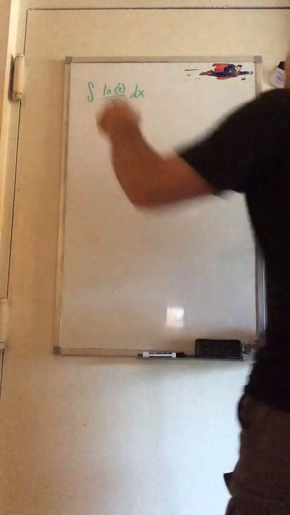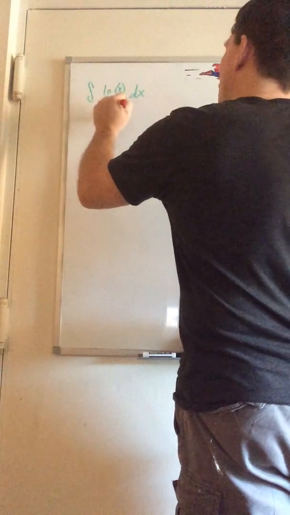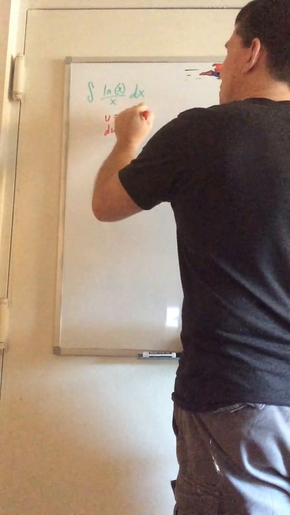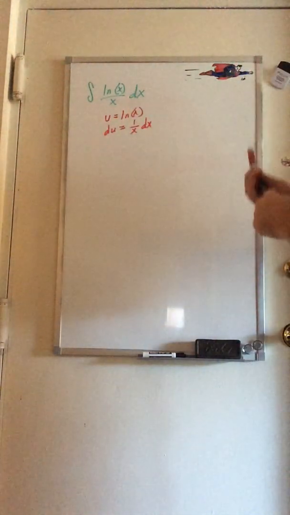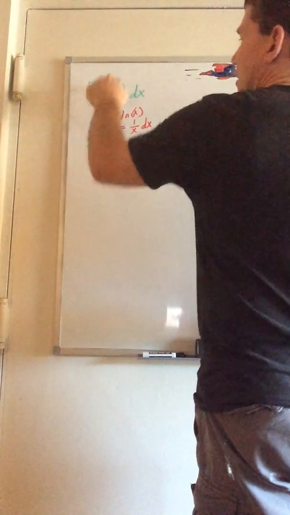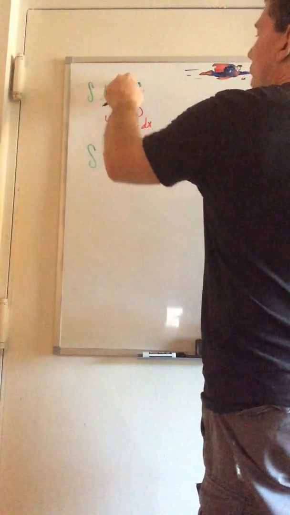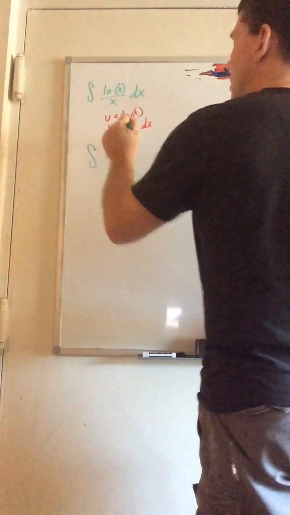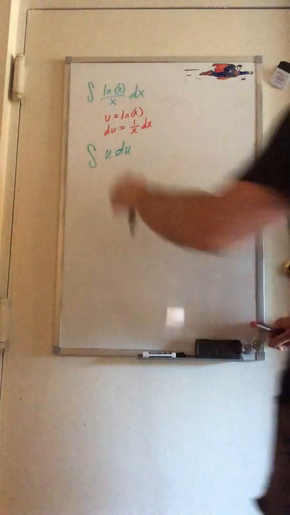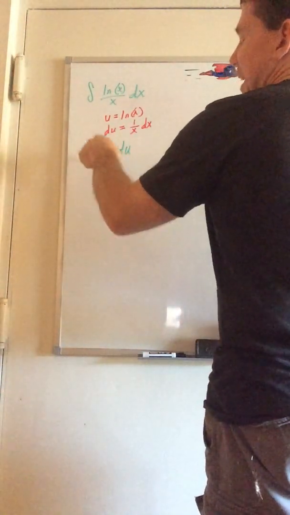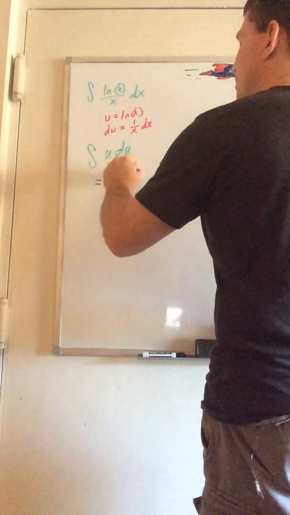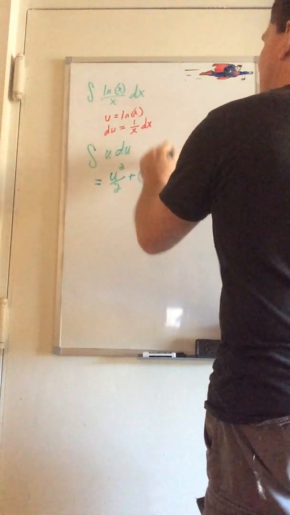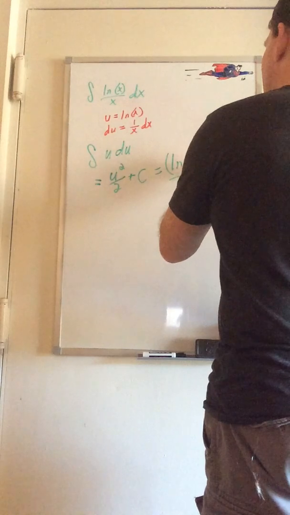But since I can't integrate that, I'm going to let u equal ln of x. And then du equals the derivative of ln, which is 1 over x dx. And now we see this becomes the integral. Ln of x is u, 1 over x dx is du. And now that I can integrate. The antiderivative of u is u squared over 2 plus c. U is ln of x, so this is ln of x, quantity squared, over 2 plus c.